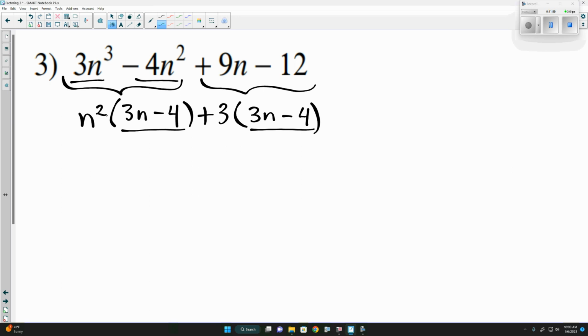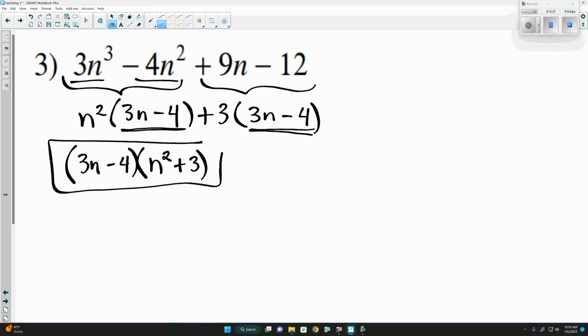So really, finding the easier one to factor out, I can use it, once I factor it out, to get the other one to be the same. So sometimes we find the one that's easier and then manipulate the other one to get it to match, so that we do have this 3n minus 4, so that we can factor it out, which leaves us with n squared plus 3.